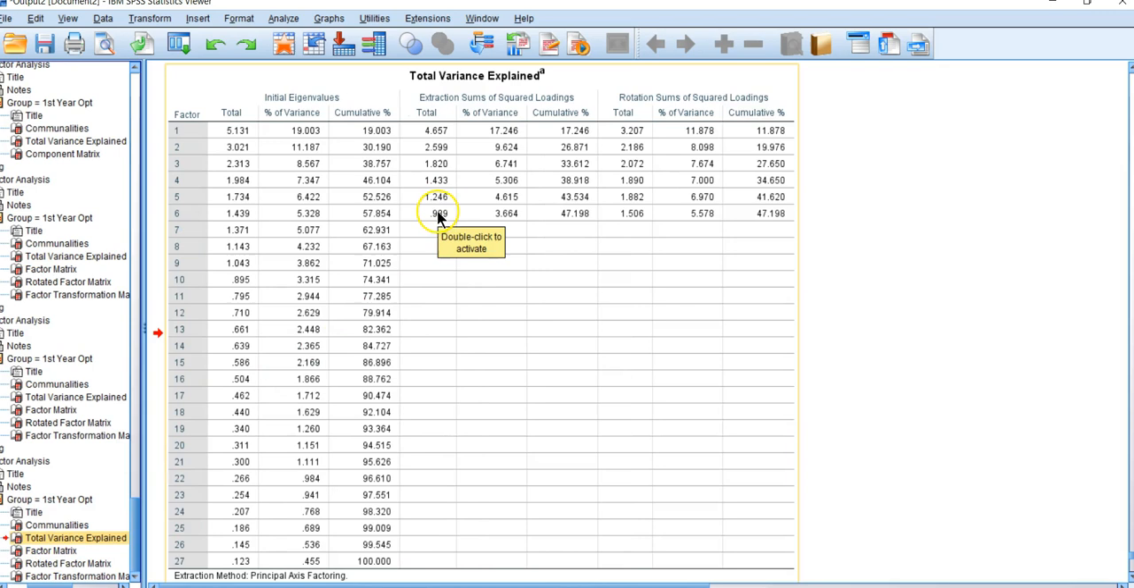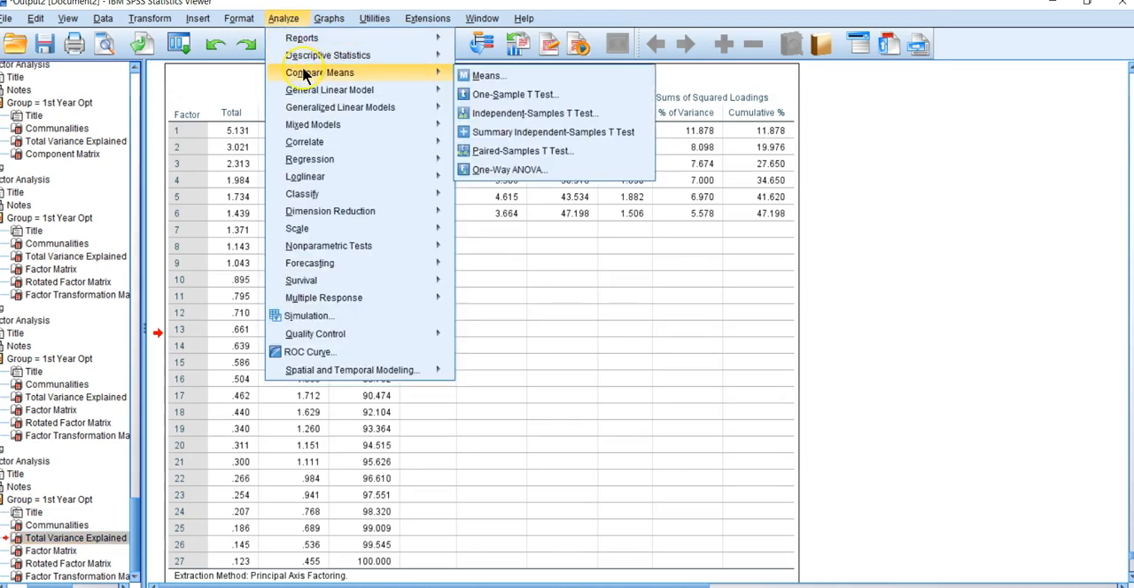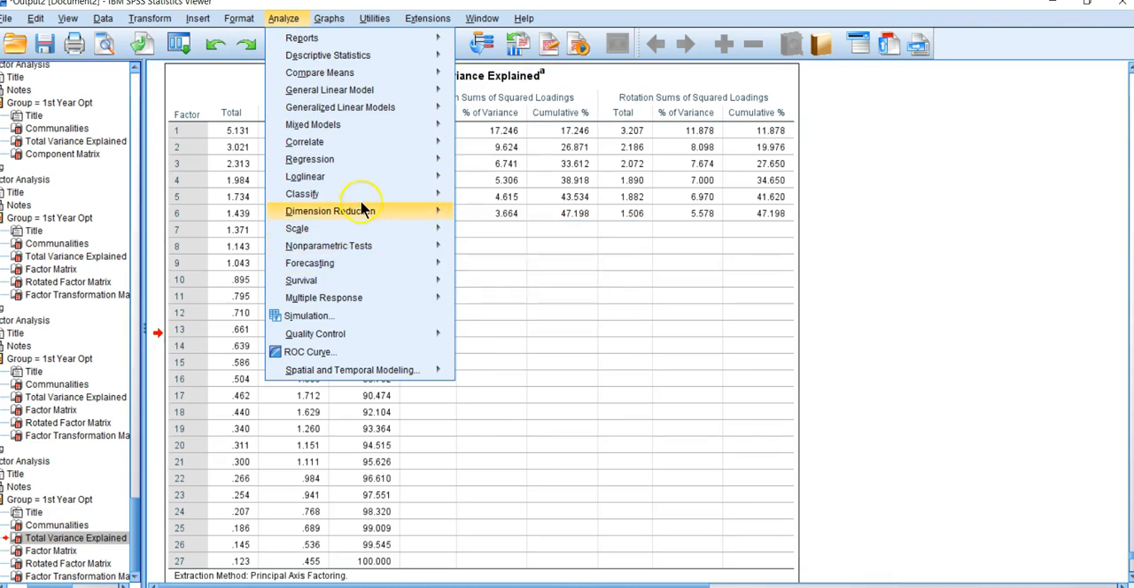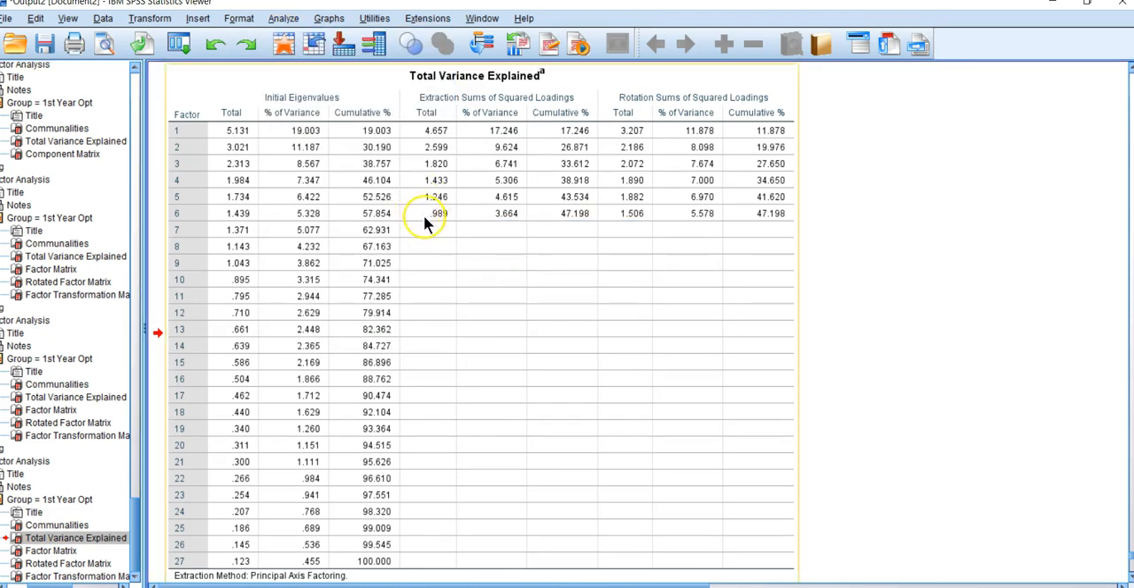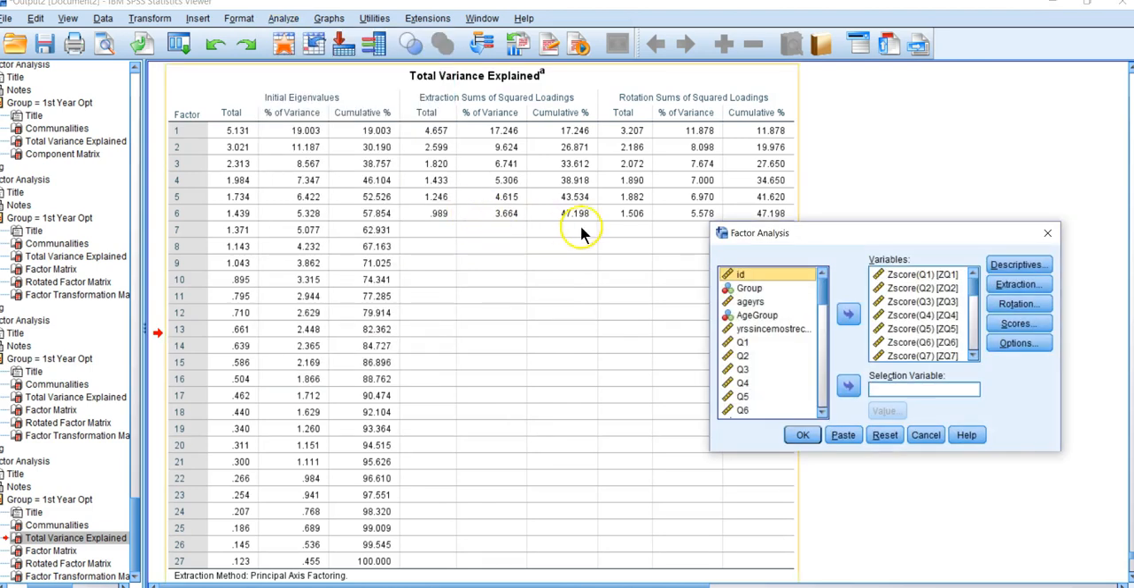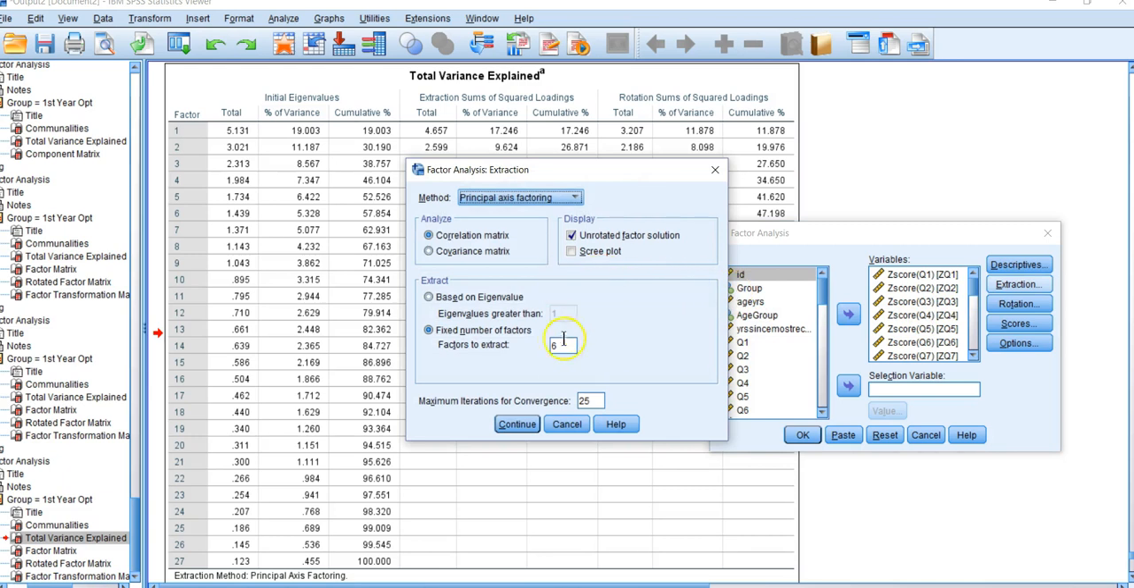Oh, so we lost that guy on that one, so we should have probably gotten rid of him. So let's get rid of that. Let's not extract 6, let's extract 5. That one was right over the edge and it fell off rather than getting stronger. So let's just do 5 factors.